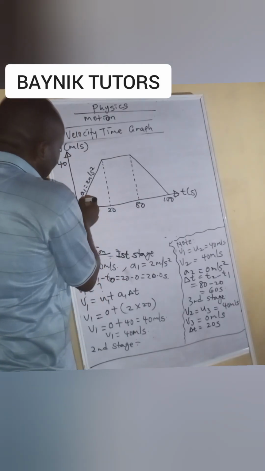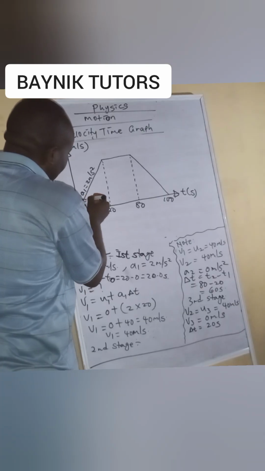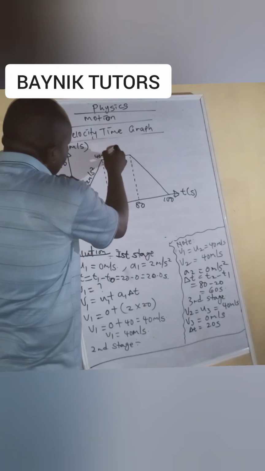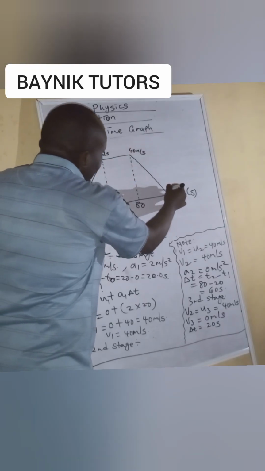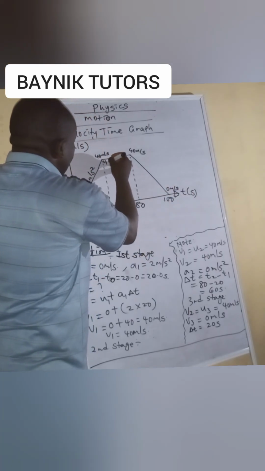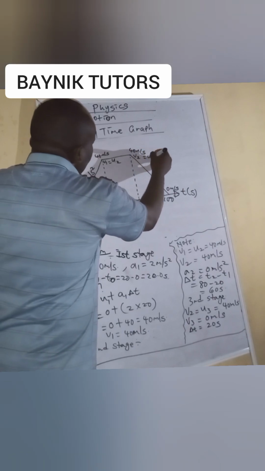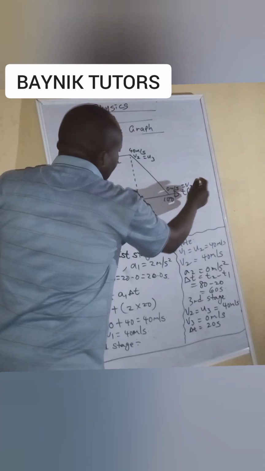So we know here that our initial velocity is 0 meters per second. Here is 40 meters per second. Here is still 40 meters per second. So here is 0 meters per second. This is my V1, which is also my U2. While this is my V2, which is also my U3. Please take note of that.